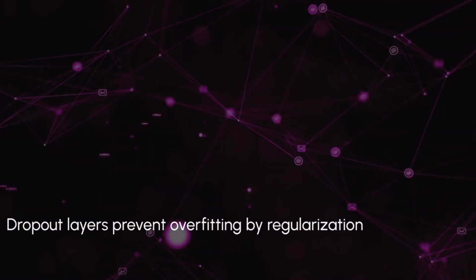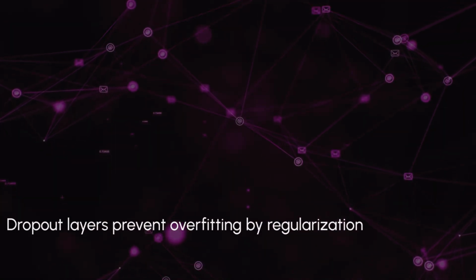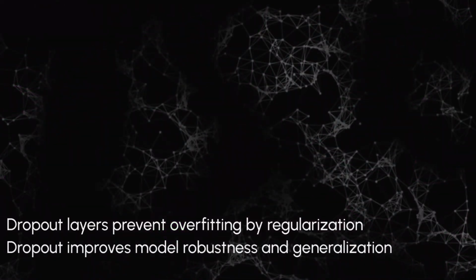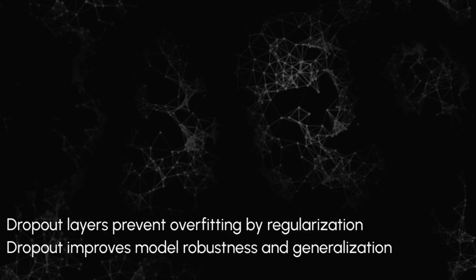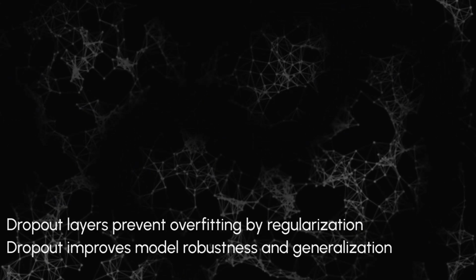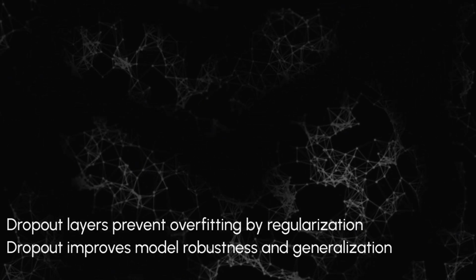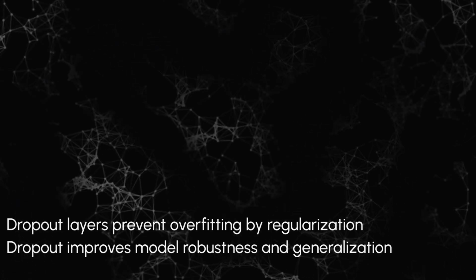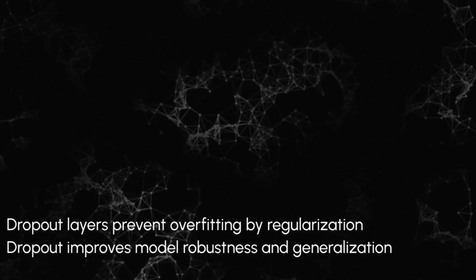Dropout layers randomly set input units to 0 during training. This prevents overfitting by adding regularization, common in fully connected and convolutional layers. Dropout enhances model robustness and generalization. It's a key technique in neural network training.